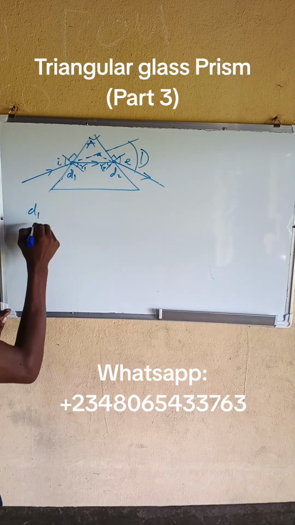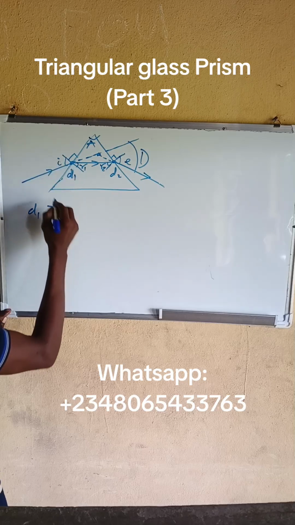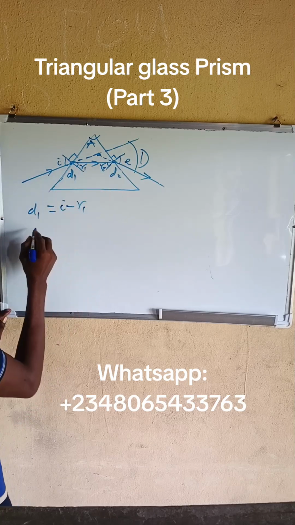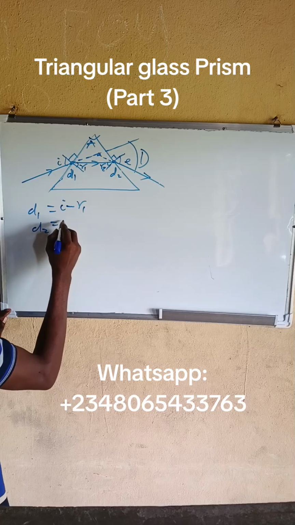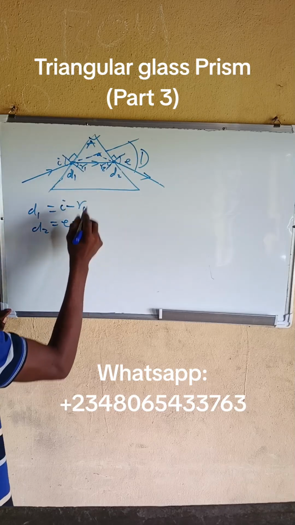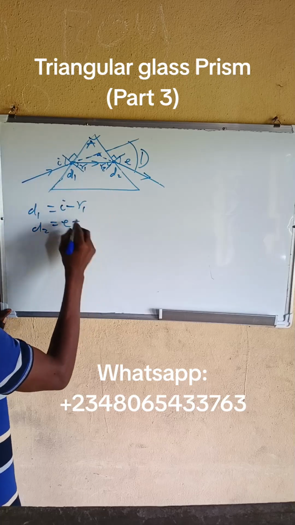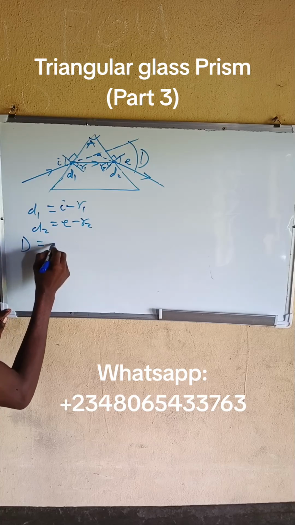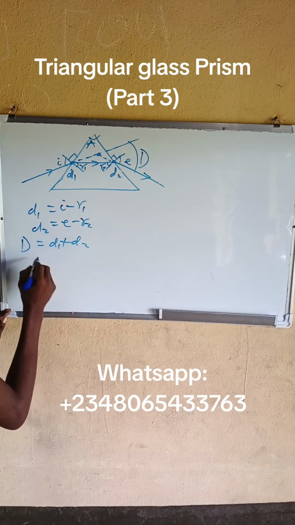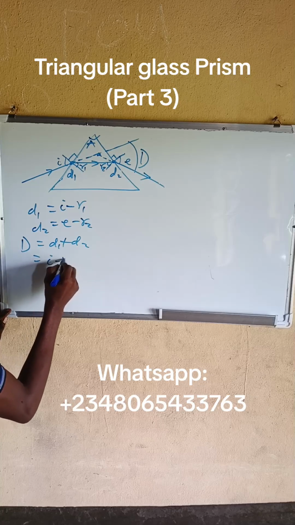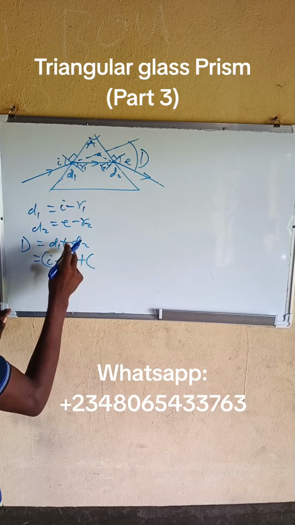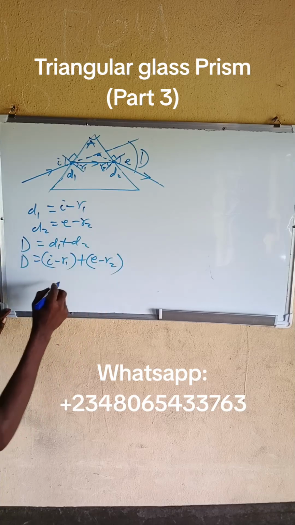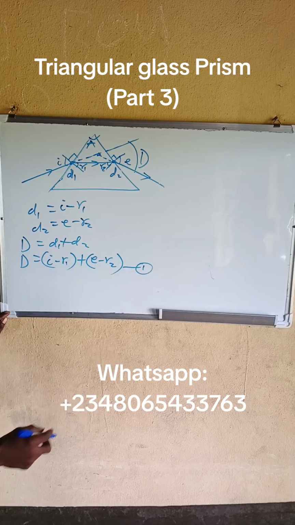Deviation 1 will give me the incidence angle minus the angle of refraction. Deviation 2 will also give me the emergent angle minus the angle of refraction, which is this. So this deviation D is D1 plus D2, where D1 is I minus R1 and D2 is E minus R2. This is my deviation. I call this equation 1.